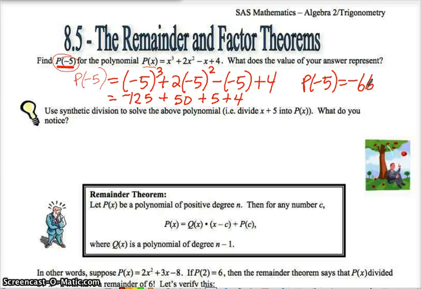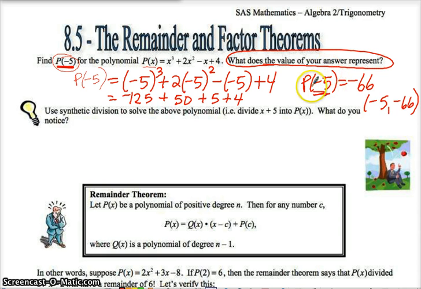So negative 66, what does that value of your answer represent? Well, remember previously in the year, I was trying to get you to identify in function notation that this represents the x-coordinate of a point, and the result is the y-coordinate of the point. So what does that represent? It represents the y-coordinate of the ordered pair. If you plug in this for your x, you get this as a result for your y. So that would be able to graph a point on this cubic function right here.